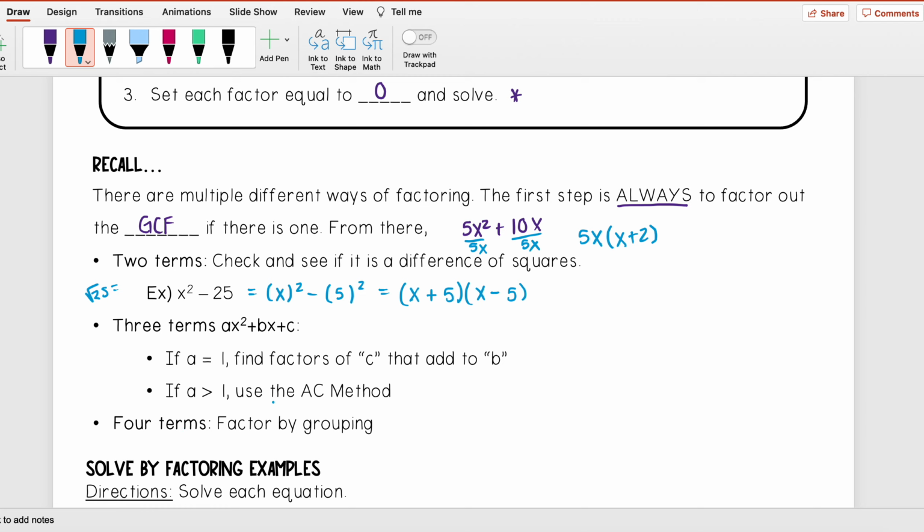And then if there's 4 terms, we're going to factor by grouping. So in the next video, we'll go ahead and get into some examples.